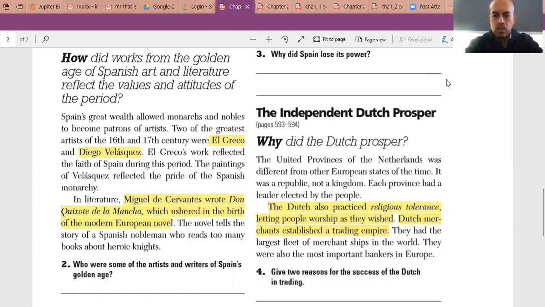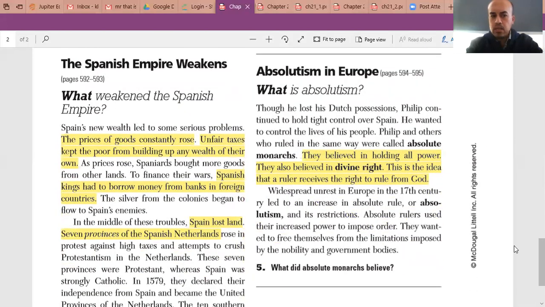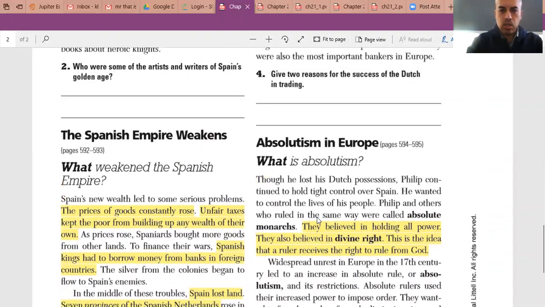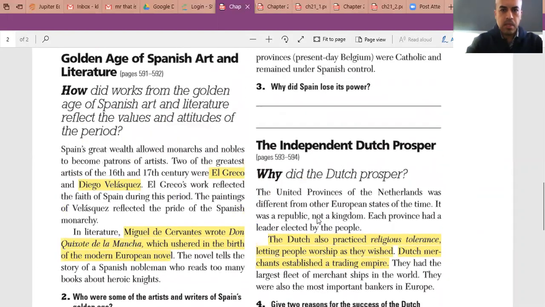Okay, here is also the Spanish weakening. What weakened Spain, the Spanish Empire? The direct question here is answered by the highlighted part, and the highlighted lines are the answer for this question. Here we have a question, but it is in the second column: why did Spain lose its power?